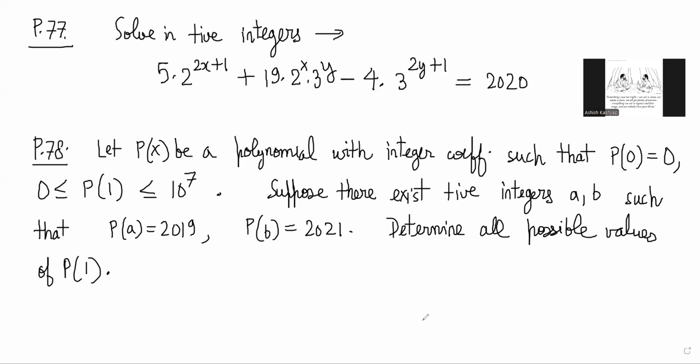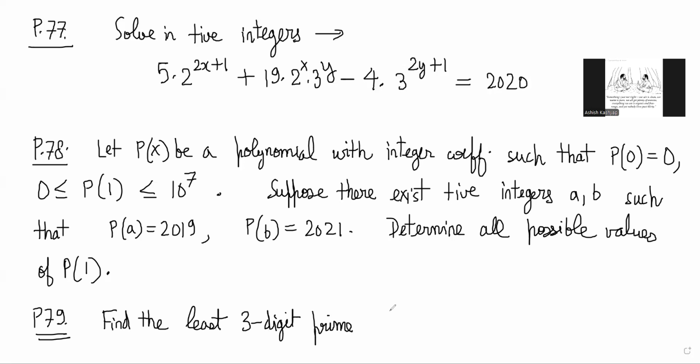The next one is question 79. Find the least 3-digit prime that divides 2 power 1010 plus 11 power 2020. So these 3 questions, try it out.